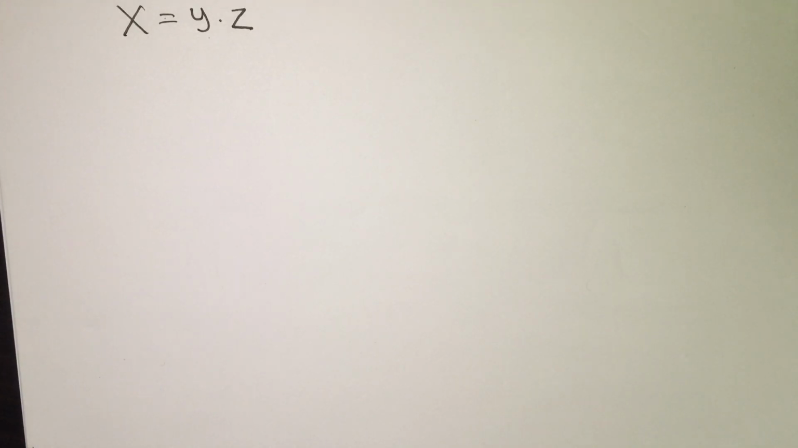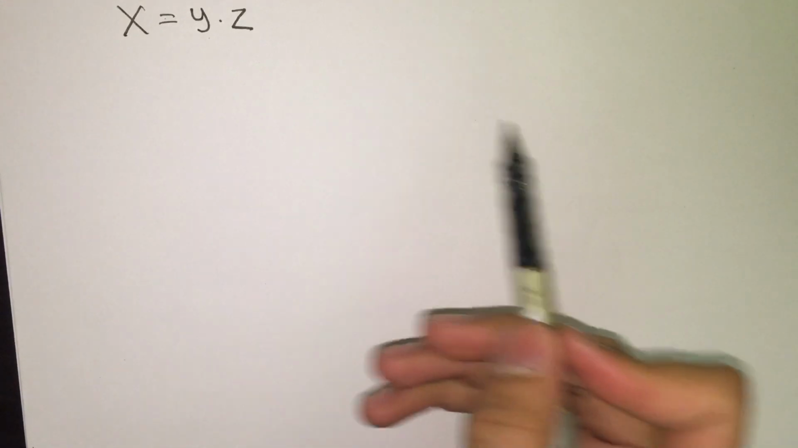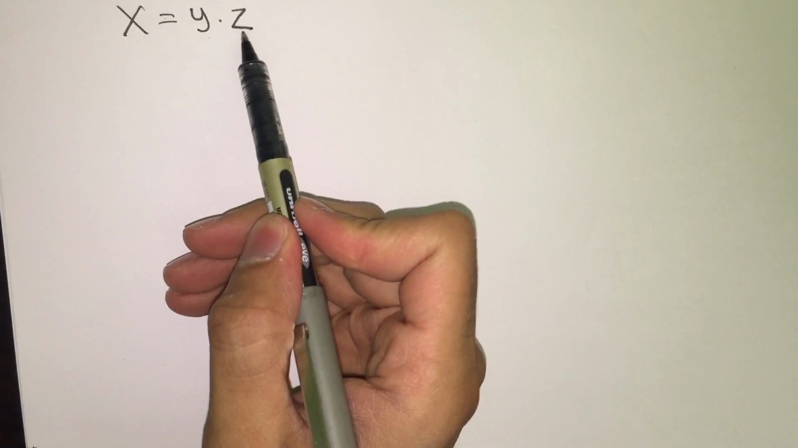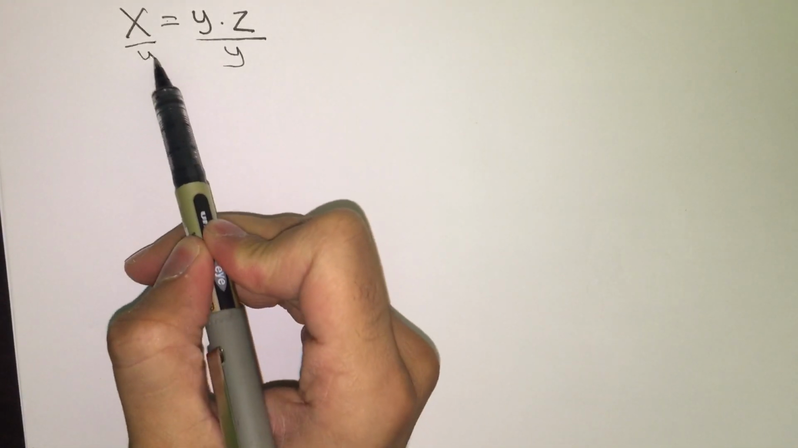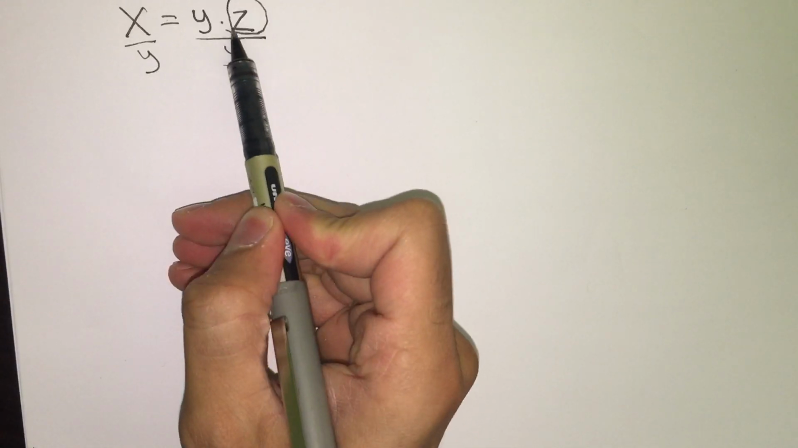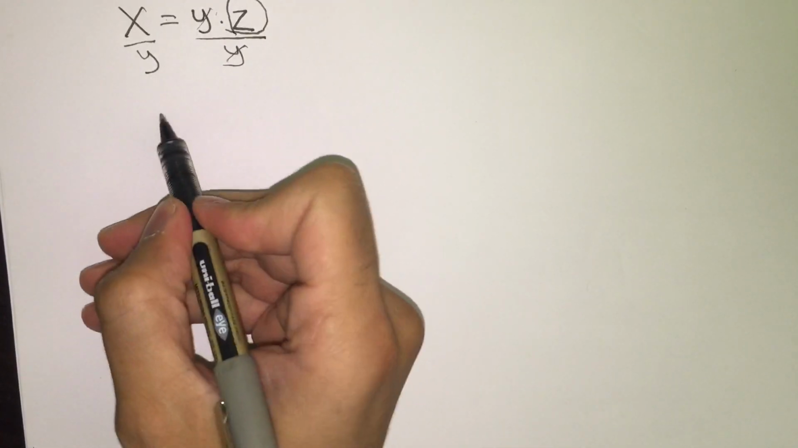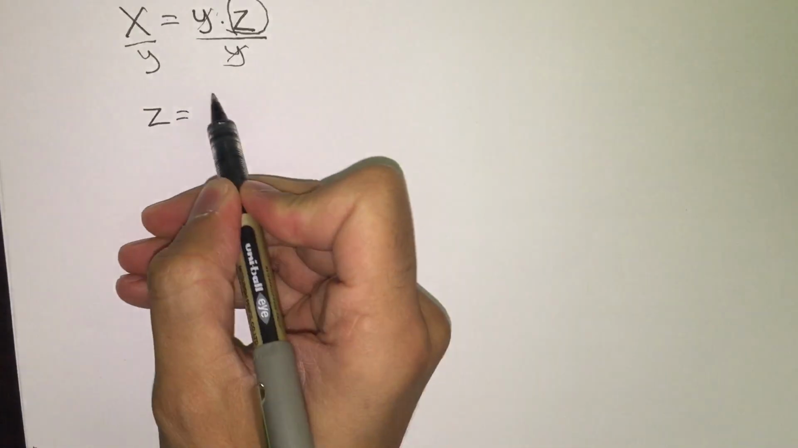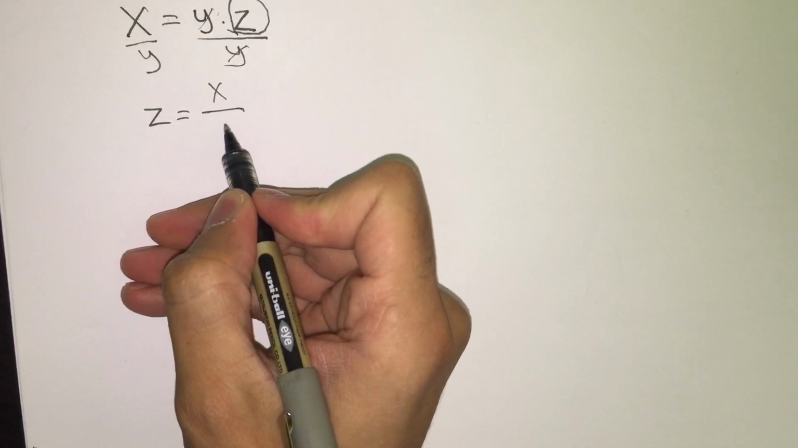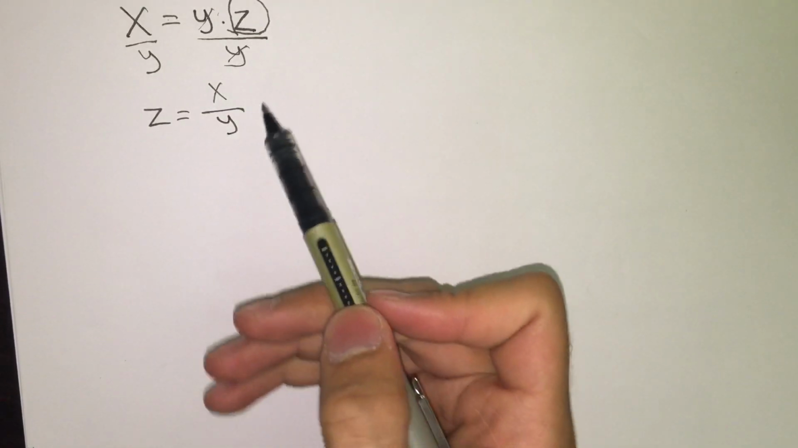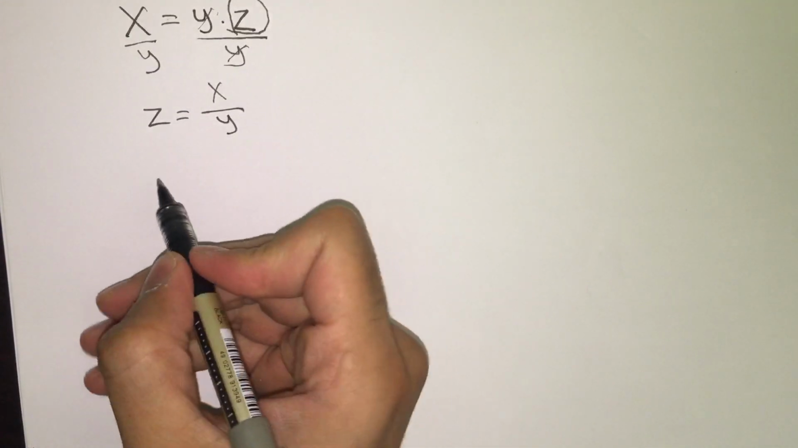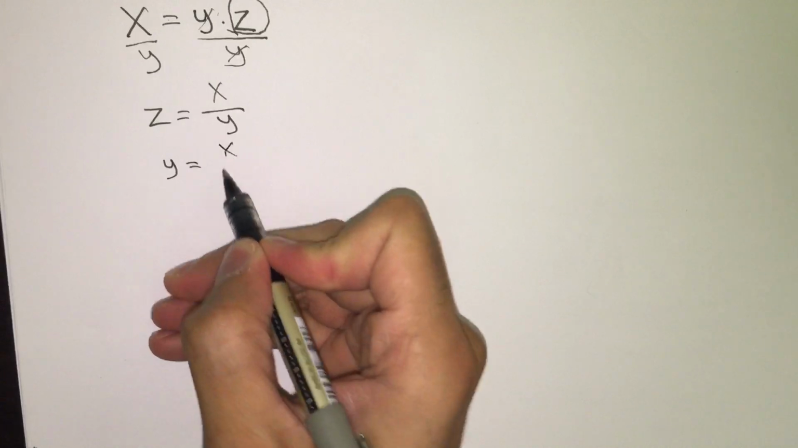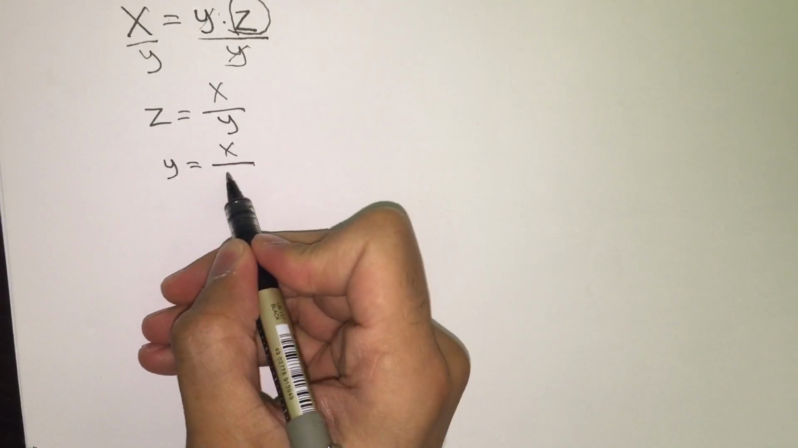So since this is a very simple equation, we can obviously tell that if we want the value of z, we divide both sides by y to isolate the z and to eliminate this y, and we end up with this equation. z is equal to x divided by y. If we wanted to find the value of y, we just divide both sides by z, and we end up with y is equal to x divided by z.